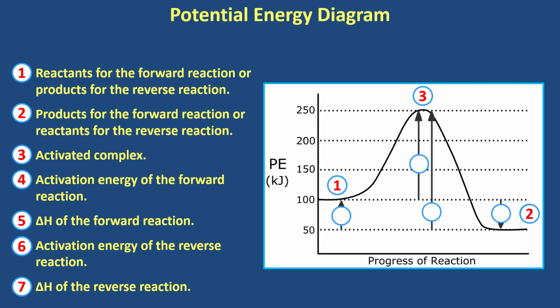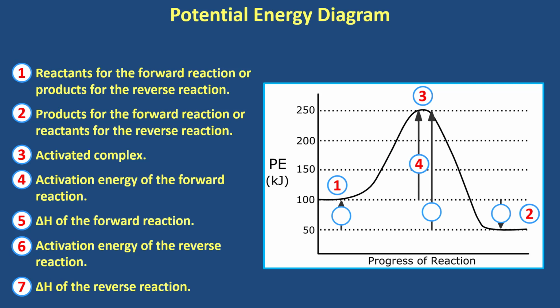Now, to get to the activated complex, we need to add energy to the system. And in this case, we need to add as much energy as it takes to go from the reactants at number 1 up to the activated complex. So the activation energy for the forward reaction going from left to right is number 4 right here.